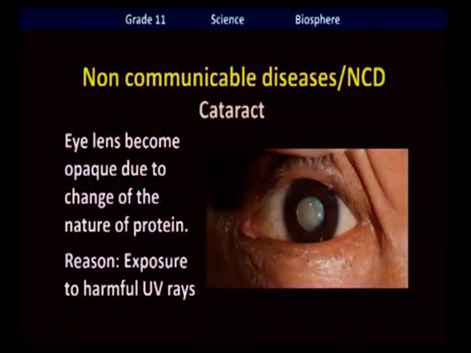Next one, cataract of the eyes. Sometimes in Sinhala we call it ahesuda. Due to exposure to harmful UV rays, you can get cataract. That's why we should not look directly at the sun. That's why we should not look directly at a solar eclipse, because these harmful UV rays released from the sun can damage the eye lens. Then the eye lens becomes opaque, and light rays cannot penetrate through this eye lens.